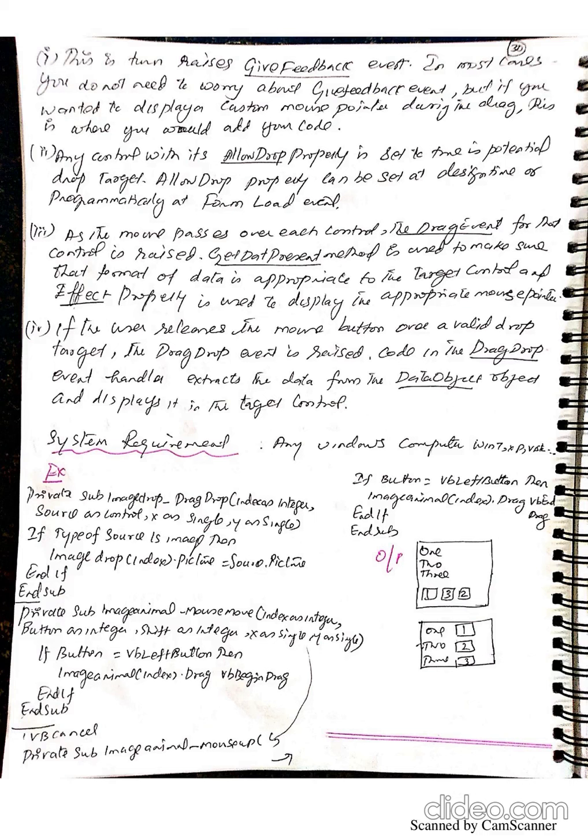As the mouse passes over each control, the DragEnter event for that control is raised. The GetDataPresent method is used to make sure that the format of the data is appropriate to the target control, and the Effect property is used to display the appropriate move. If the user releases the mouse button over a valid drop target, the DragDrop event is raised. The code in the DragDrop event handler extracts the data from the data object and displays it in the target control.